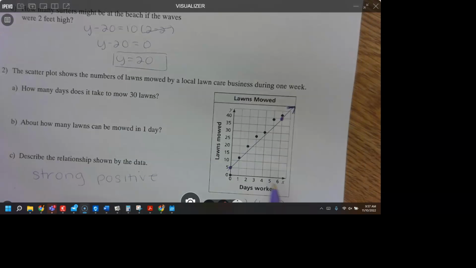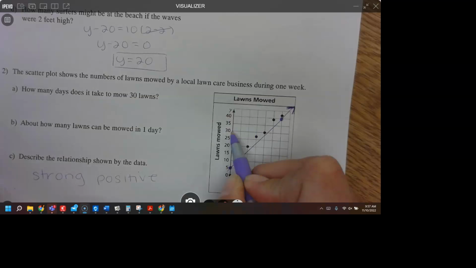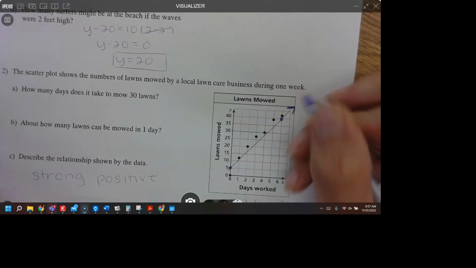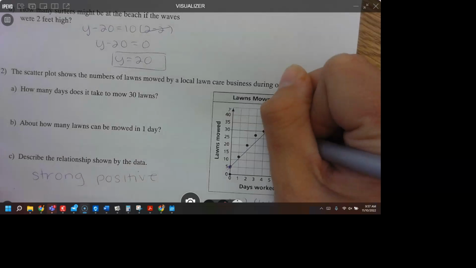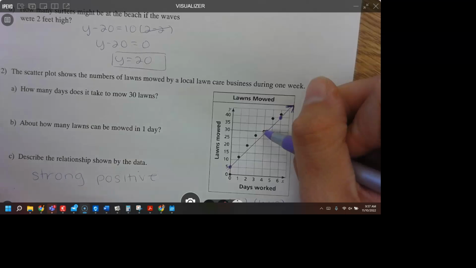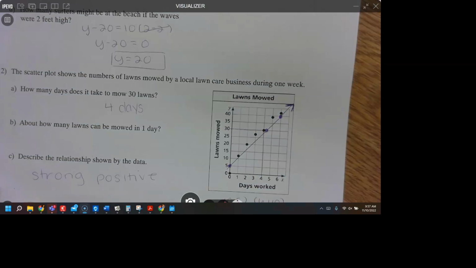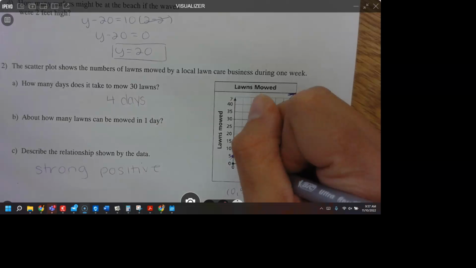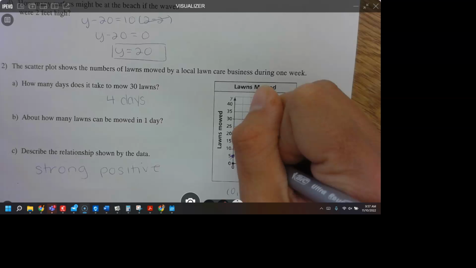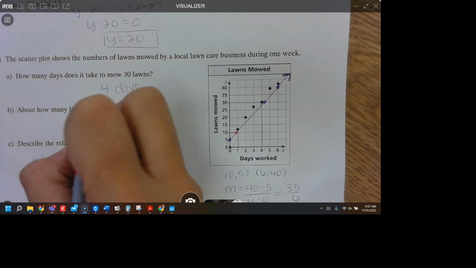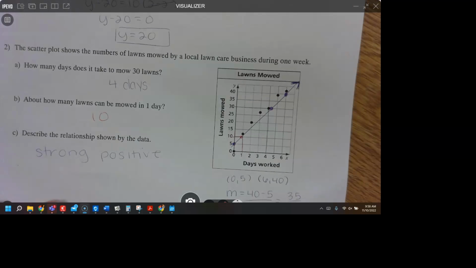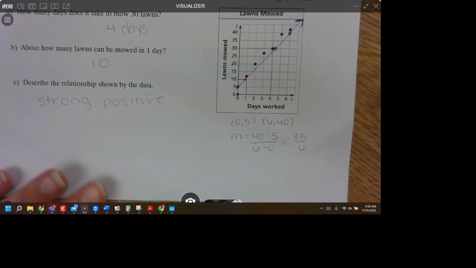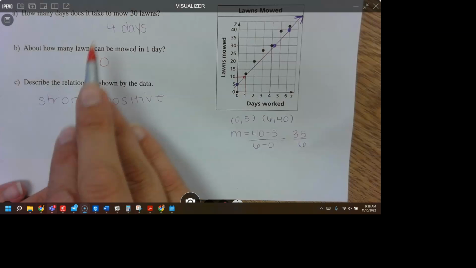So then the question is, how many days does it take to mow 30 lawns? So you would go to 30 and then go to your graph and kind of look at where it hits. And 30 lawns is 4 days. And then the next one is, how many lawns can be mowed in 1 day? So you go to 1. And for me, I would say with my line, it's about 10. You could also have found the equation of your line and plugged those points in.